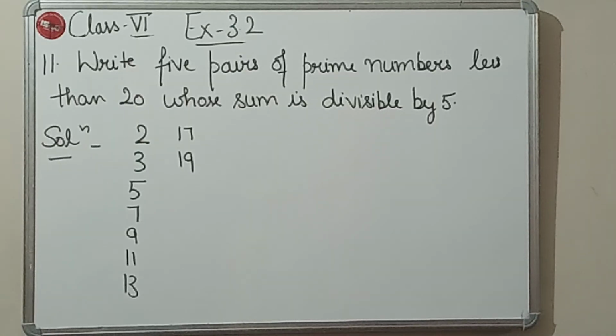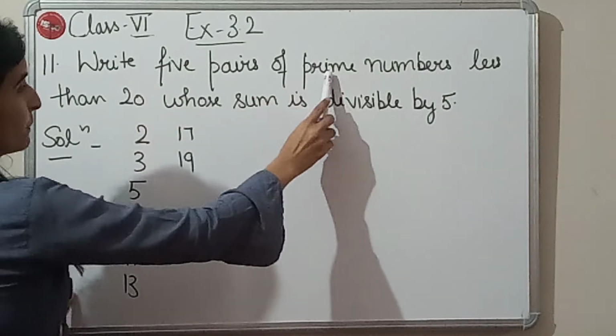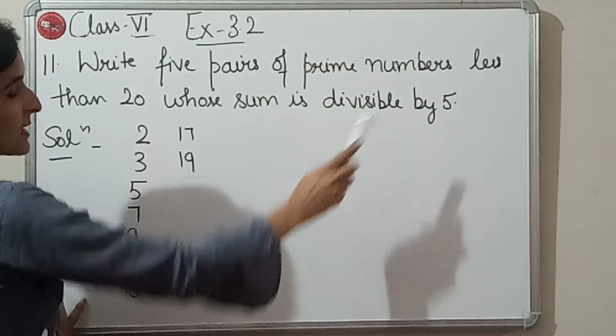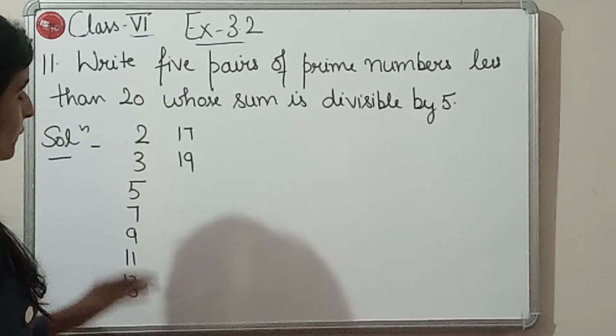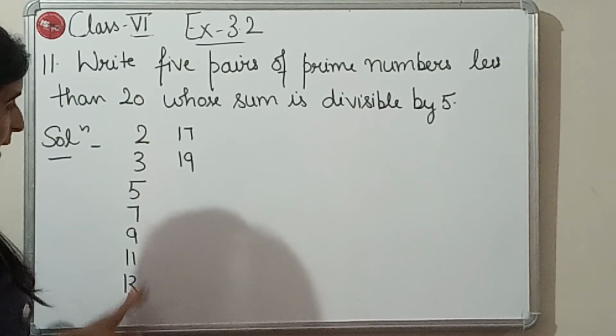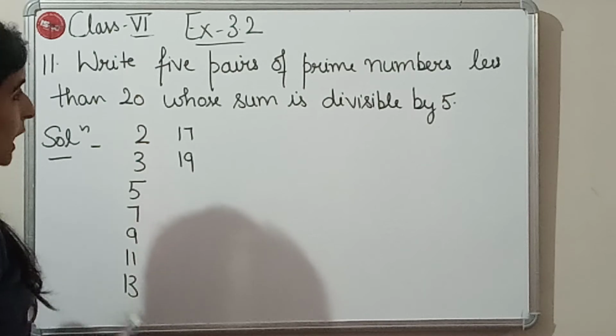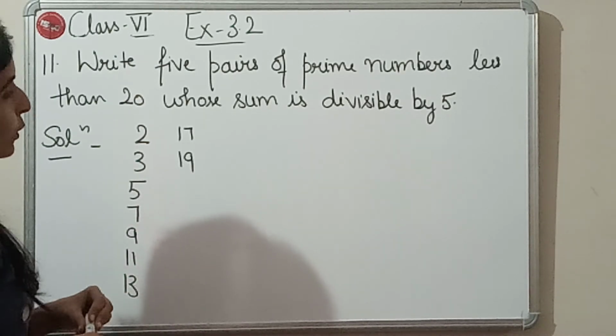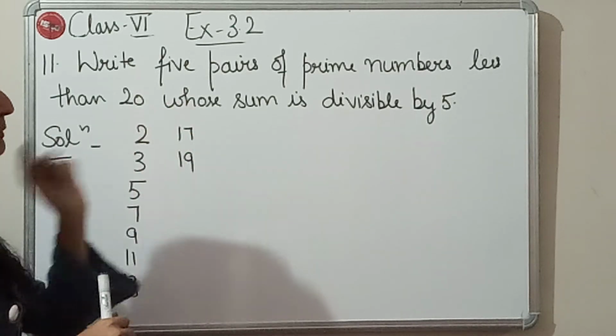Now the next question is question number 11. Write 5 pairs of prime numbers less than 20 whose sum is divisible by 5. Firstly, I have written the prime numbers less than 20. Now we have to find out 5 pairs of these prime numbers whose sum is divisible by 5.